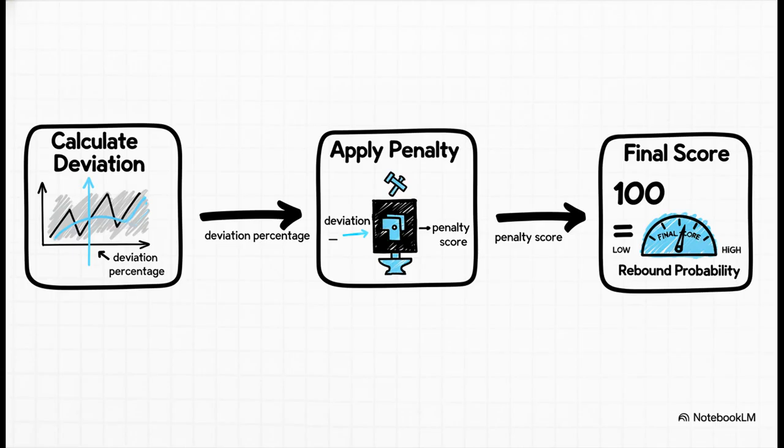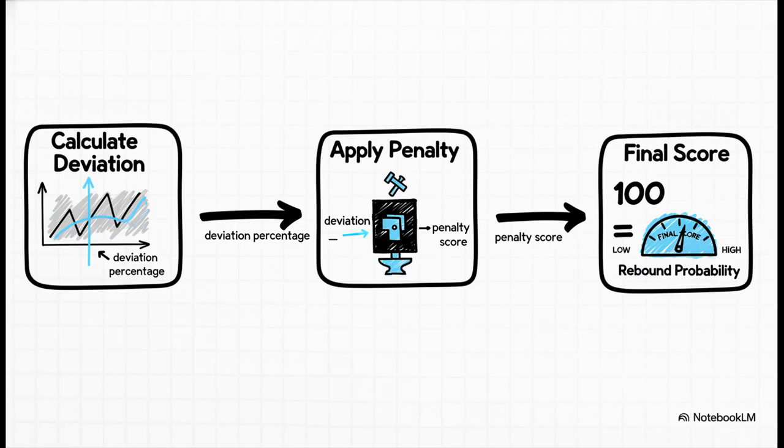So a 10% deviation means a 15-point penalty. Finally, that penalty is subtracted from a starting score of 100 to get the final rebound probability. The max and min functions are just there to keep the score between 0 and 100. So while the V3 spec makes this way more aggressive with an exponential penalty, this V2 code shows us the basic idea. Measure deviation, calculate a penalty, and lower the score.